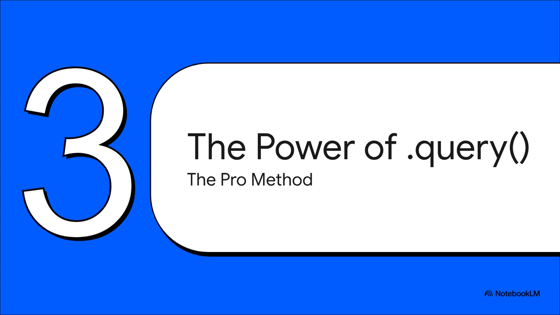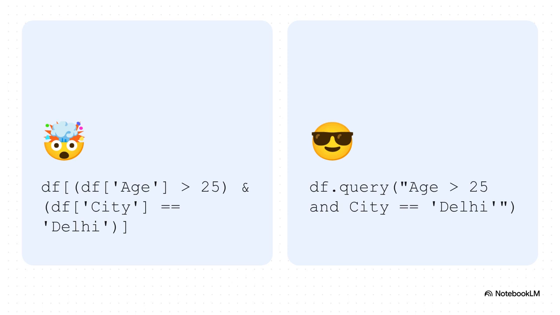This is where the pros turn to something way more elegant, the .query method. It lets you write your filters in a way that is just so clean and easy to read. I mean, just look at the difference here. It's night and day, right?